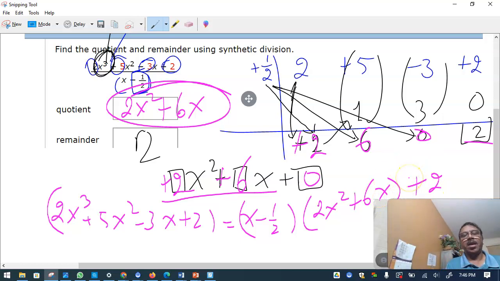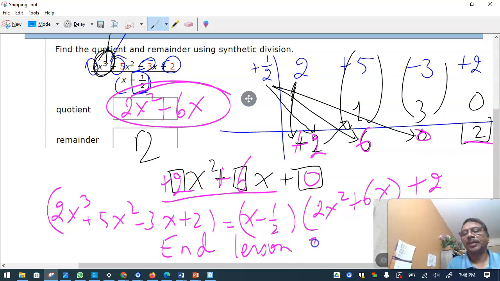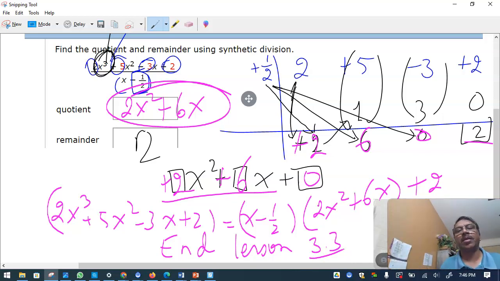Okay, with this we end lesson number 3.3, using synthetic division. You're going to use synthetic division to figure out the quotient and the remainder. That's all in this lesson.